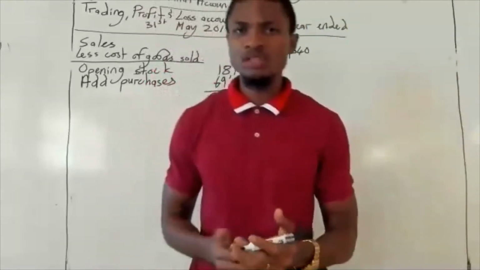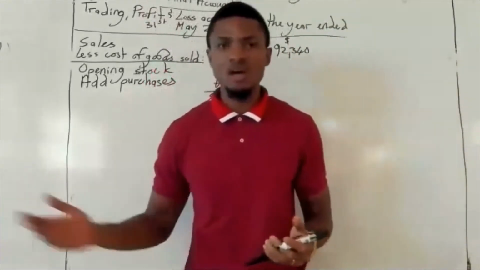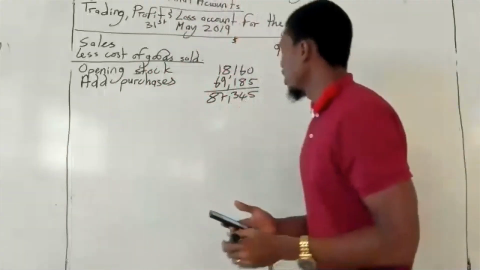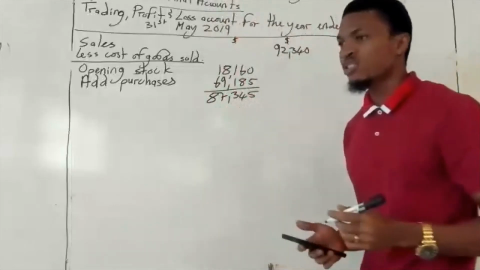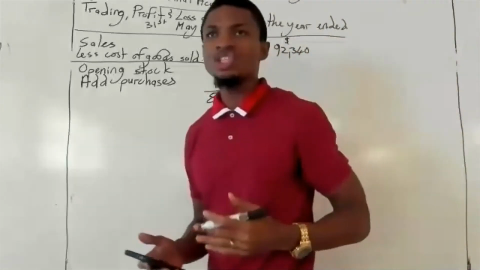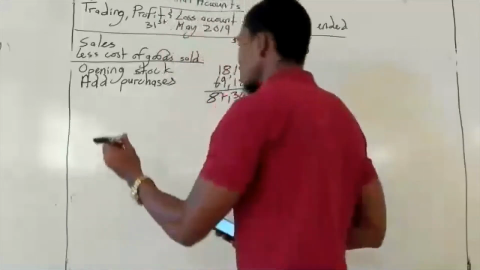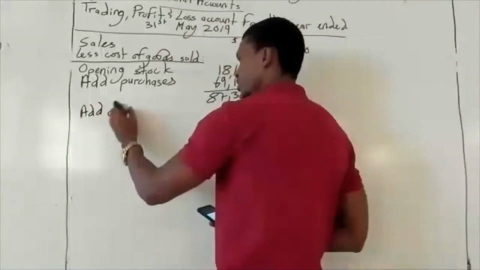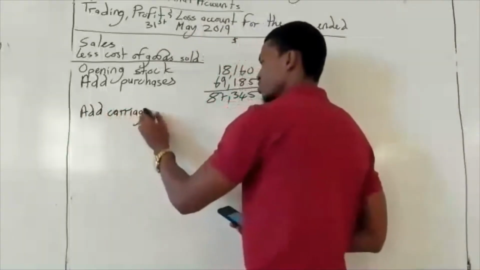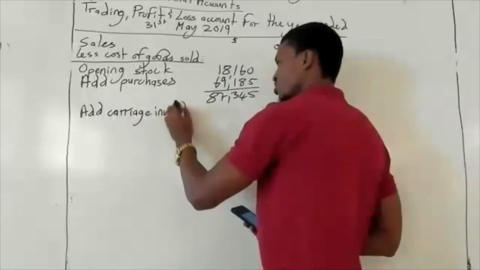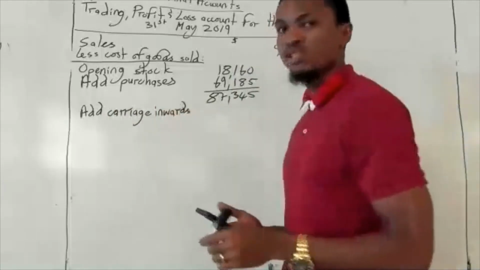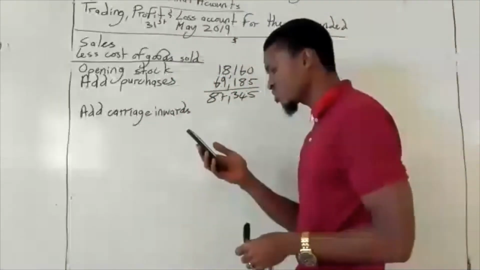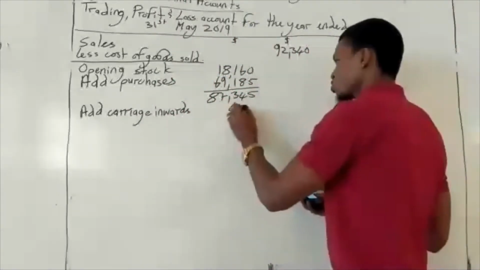If I am wrong, don't hesitate to tell me. It's a two-way process. I'm watching the comments. If you have any question, or if I made any mistake, feel free to tell me. After we have added our purchases, what do we take cognizance of? Carriage inwards. What is carriage inwards? Your transportation cost. Carriage inwards is the cost of transporting goods from the point of purchase to your business premises. So your carriage inwards in the question is 420.